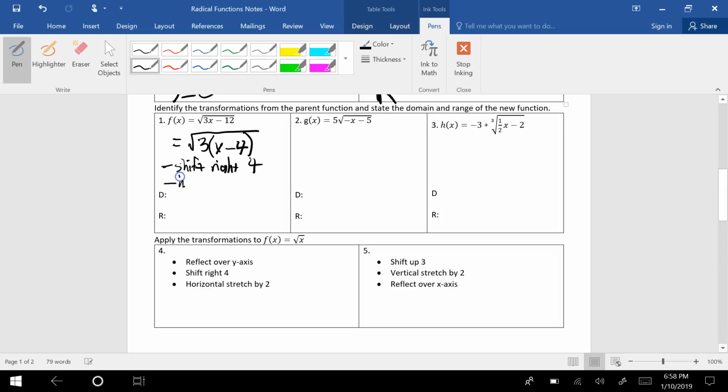And we have a horizontal compress by 1/3. So it's the reciprocal of 3, just like when we did the transformations back in the first 6 weeks. So since I shifted it right 4, then that means my domain, instead of being x greater than 0, is now x is greater than or equal to 4. And my range isn't going to change at all because I didn't do any vertical transformations.